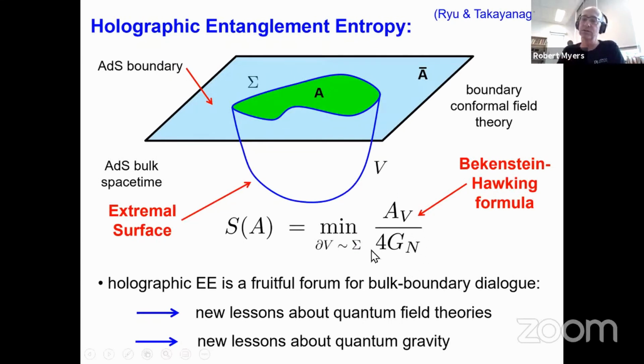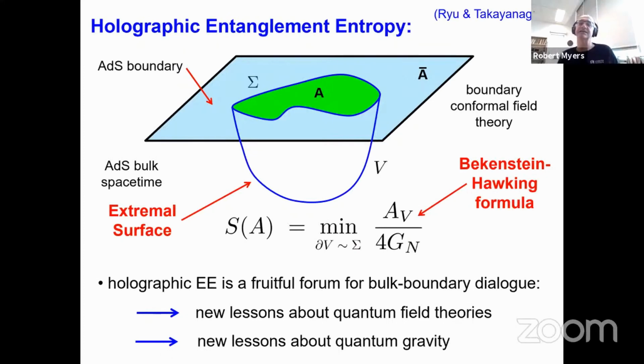And there, what we're doing is we're evaluating the Bekenstein-Hawking formula on these surfaces, finding an extremal or a minimal value for those surfaces. And it turns out then that that minimal value corresponds to the entanglement entropy in the boundary theory of the degrees of freedom, say in this region A. It measures their entanglement with the degrees of freedom outside of that region.